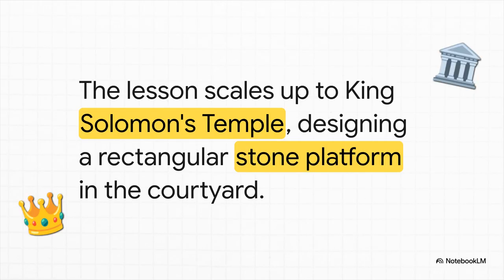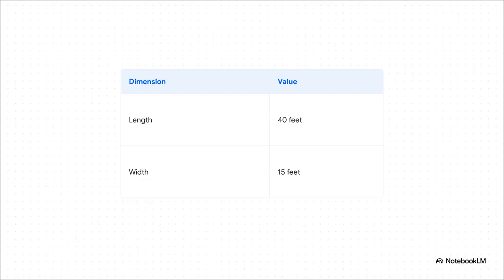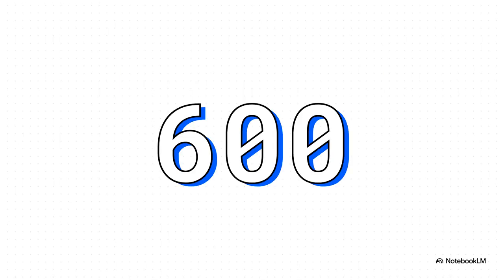Okay, for the third and final example, the lesson really scales things up. We're not on an ark or in a tent anymore. Nope. We are heading to the grand courtyard of King Solomon's temple in Jerusalem. Here, the job is to find the area of a huge stone platform, and the dimensions are much bigger to match. We're talking 40 feet in length by 15 feet in width. So we run the numbers: 40 times 15, that gives us 600 square feet. And this just perfectly demonstrates how that same simple formula applies no matter the scale, from a small bit of flooring to a massive temple courtyard.